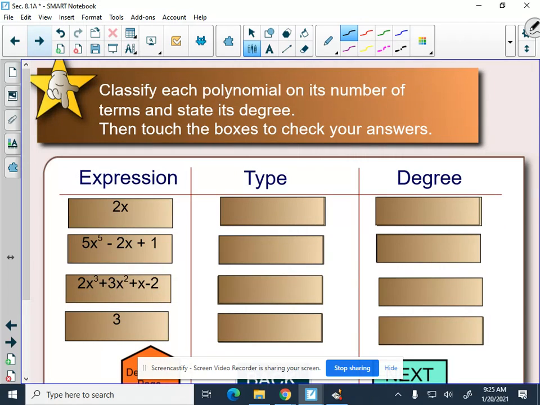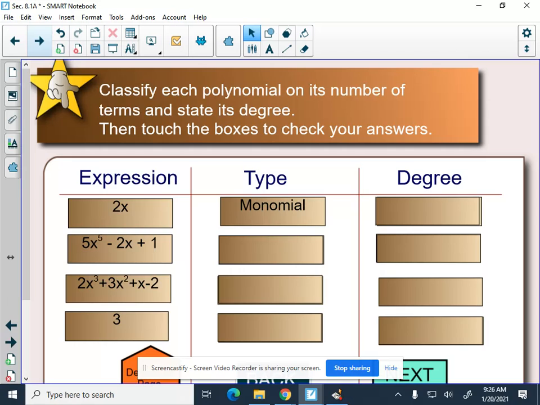Okay, next. We're going to classify it on its number of terms, and then we're going to classify it on its degree. So in this second section, I think we're in exercise 2. It says in the directions, you don't have a table like this, but read the directions. It says classify each polynomial on its number of terms and state its degree. How many terms does this have? 1. We call that a what nomial? Monomial.